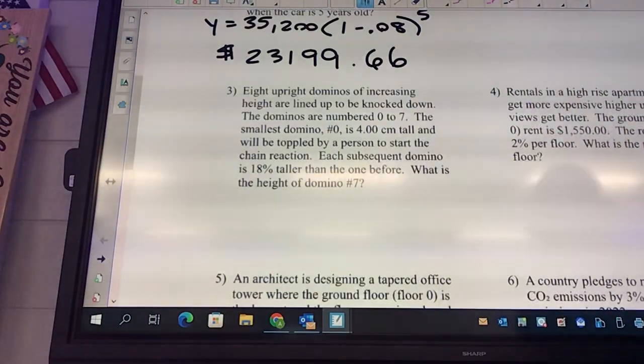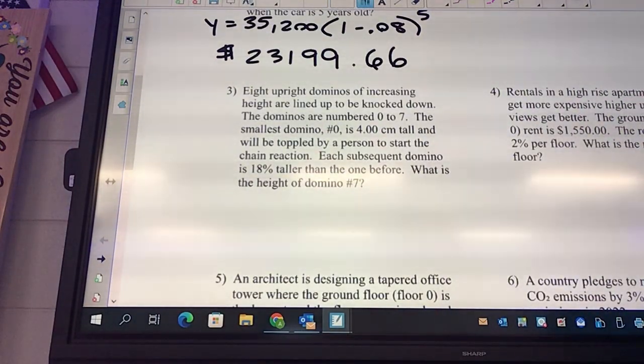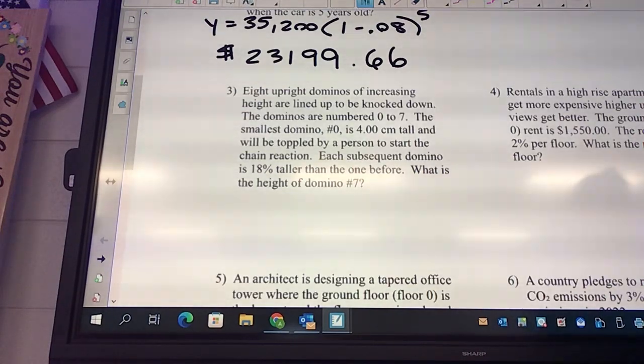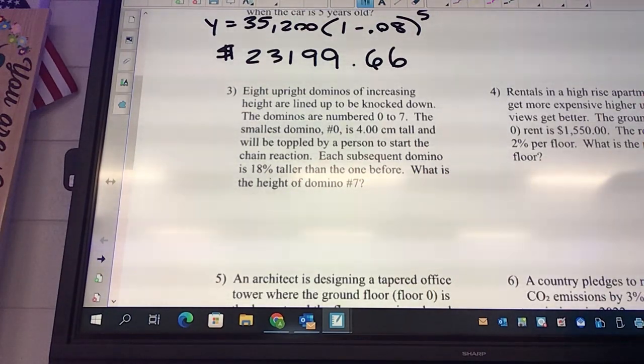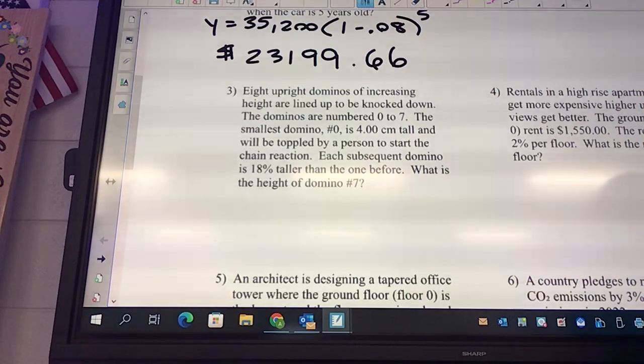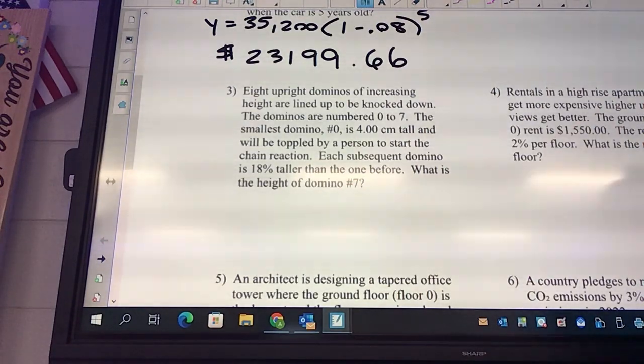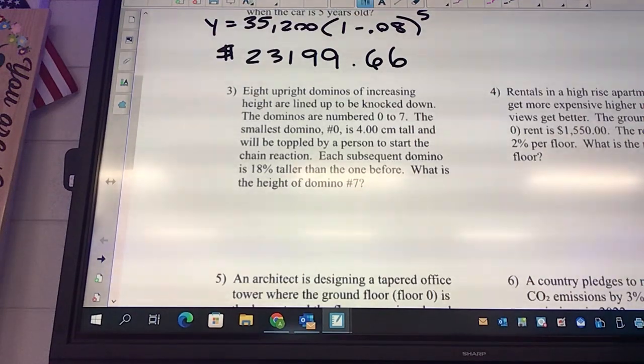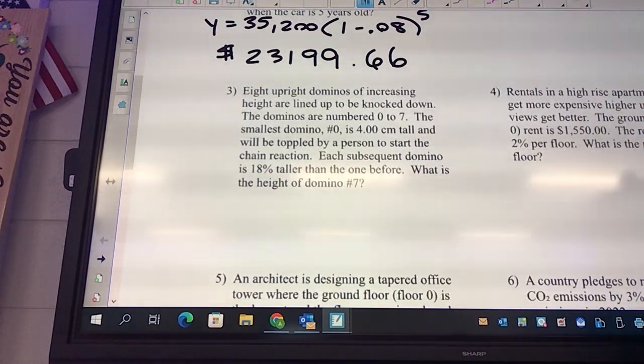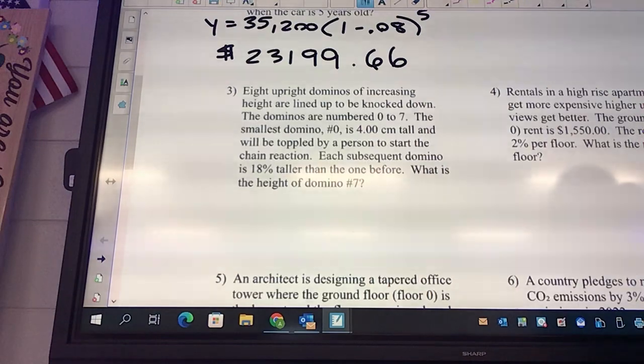Okay, 8 upright dominoes of increasing height. What does that mean? Increasing is going up, adding, so we're going to be adding. It says 8 upright dominoes of increasing height. How many dominoes do we have? 8, right? The first one's only this tall, and then the second one's this tall, and then the third one's this tall, and the fourth one's this tall. Okay, they're getting taller. Increasing, lined up to be knocked down.